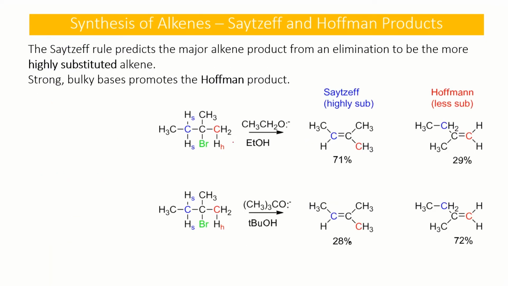Realize that in the basic events, you can have either a small base or a large base. The smaller base generates the more highly substituted alkene, which we call the Saytzeff product. In contrast, with the larger base, the Hofmann product dominates. Here you can see it's 72% using oxide.